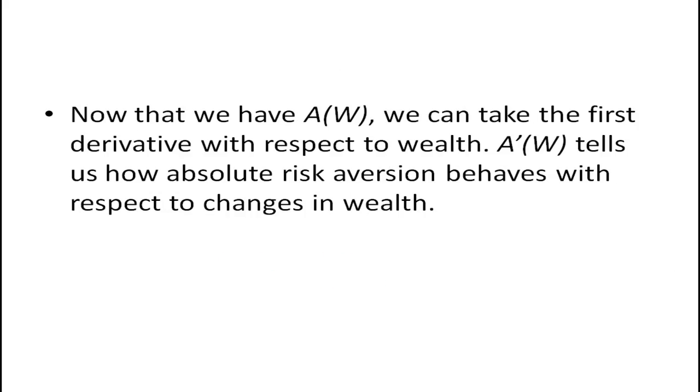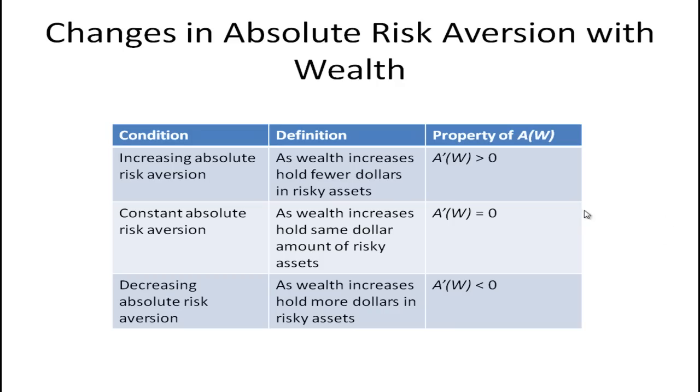All right, what we can do now is we can take the first derivative of this absolute risk aversion function, and it tells us how investor behavior changes with respect to wealth. And I've got a little table here. If it's positive, we call that increasing absolute risk aversion. And that means that as wealth increases, that investor is going to hold fewer dollars in risky assets.